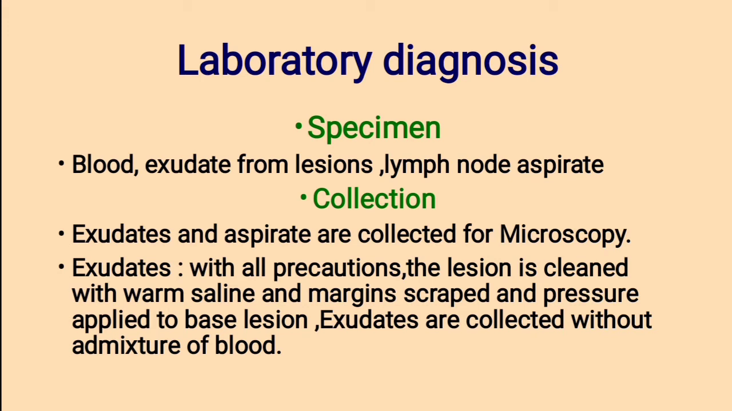What are the specimens to be selected for the lab diagnosis of Treponema pallidum? Specimens like blood, exudate from lesions, lymph node aspirates. Collection: exudates and aspirates are collected for microscopy. Exudates with all precautions. The lesion is cleaned with warm saline, margins are scraped and pressure applied to the base of the lesion. Exudates are collected without admixture of blood.